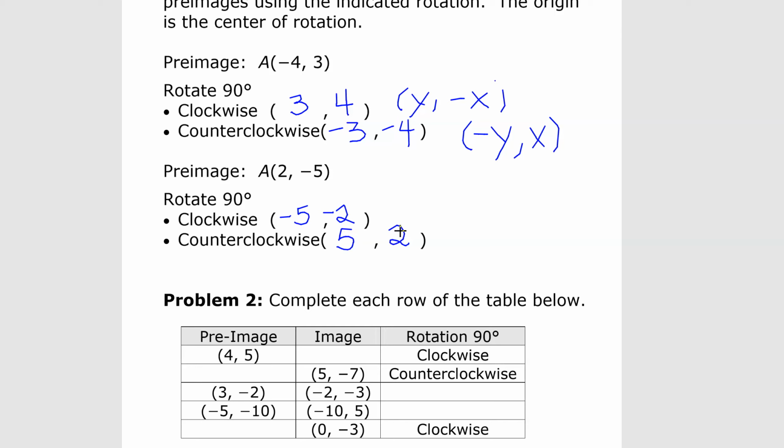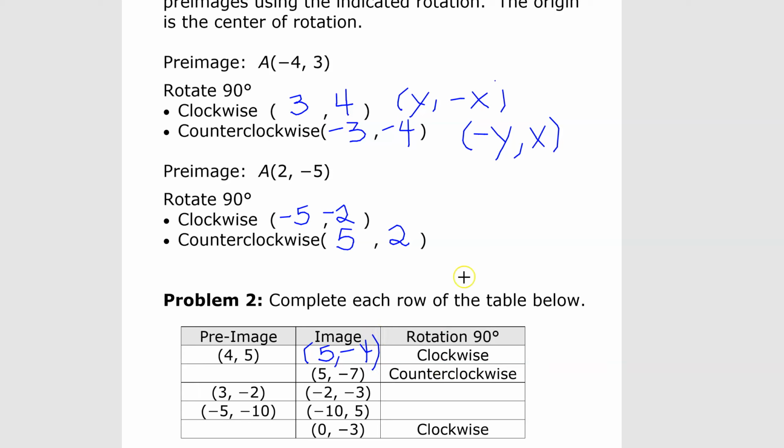All right, let's look at problem 2. We're going to be rotating again 90 degrees clockwise. That's this rule right here, Y, -x. So our Y becomes our first coordinate, 5. And our X coordinate becomes the Y coordinate, and we change it to its opposite. So now our new point is 5, -4.